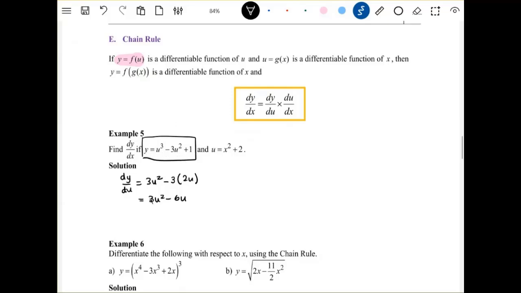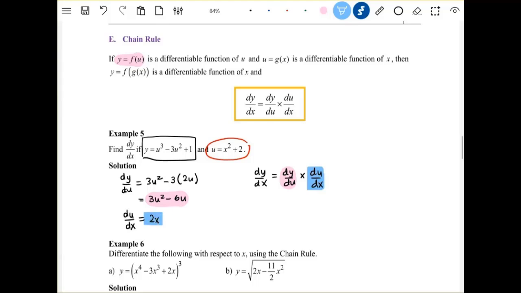For the second equation, we have u in term of x. So kita akan differentiate u with respect to x. So kita differentiate x square saja sebab differentiate 2 dapat kosong. So differentiate x square kita akan dapat 2x. So by using chain rule formula, dy over dx sama dengan dy over du multiply with du over dx. So we just substitute your dy over du adalah 3u square minus 6u and then du over dx adalah 2x. So substitute, we have 3u square minus 6u and then we have 2x.